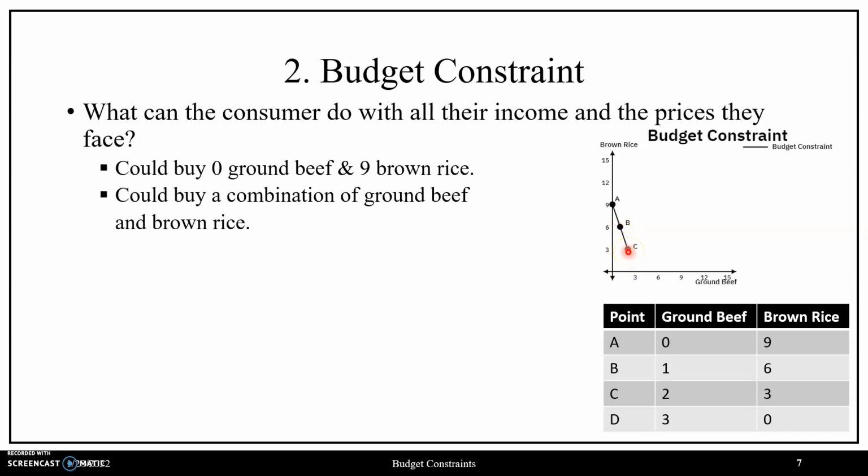Alternatively, another combination would be 2 units of ground beef and 3 units of brown rice, where once again the consumer is using all of their income. 2 times 3 for ground beef giving us 6, 1 times 3 for brown rice giving us 3, 6 plus 3 once again yielding us 9 in terms of income. Lastly, the consumer could consider purchasing 3 units of ground beef and 0 units of brown rice, which you could represent with point D, in which the consumer is once again using all of their income. 3 times 3 yielding us 9, and with an income of 9, the consumer is using all of their income.